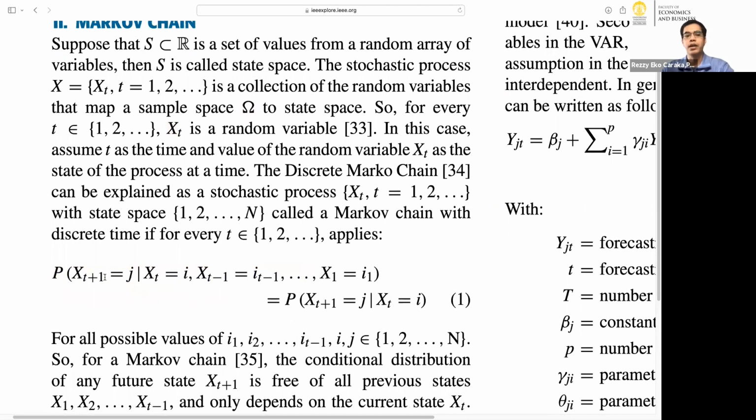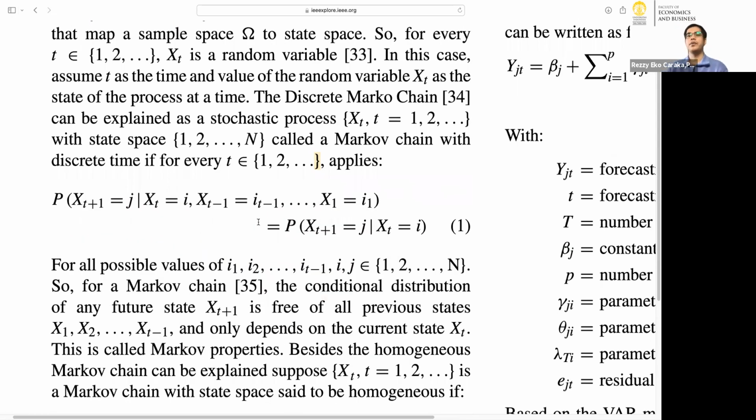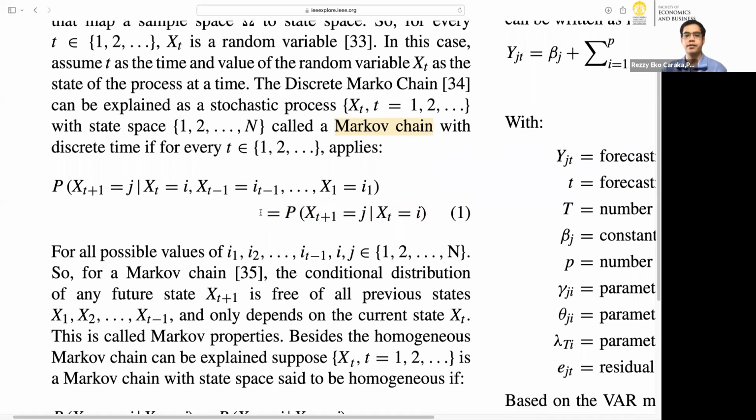P(X_{t+1} = j | X_t, X_1, X_{t-1}), and we can get the information of X_{t-1}, X_1, and I_1. So this is the basic information to calculate the Markov chain, starting from the first condition until the last condition. It's easy. If we want to generate that, we can use it like this: P(X_{t+1} = j | X_t = i). So this is the equation for prediction using the Markov chain.